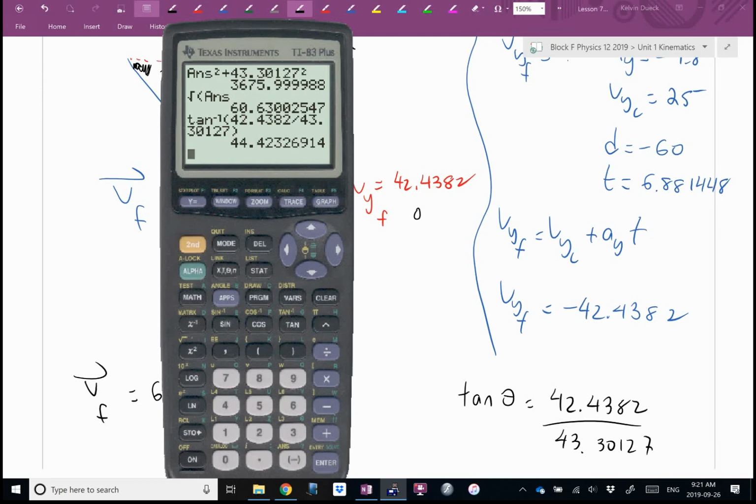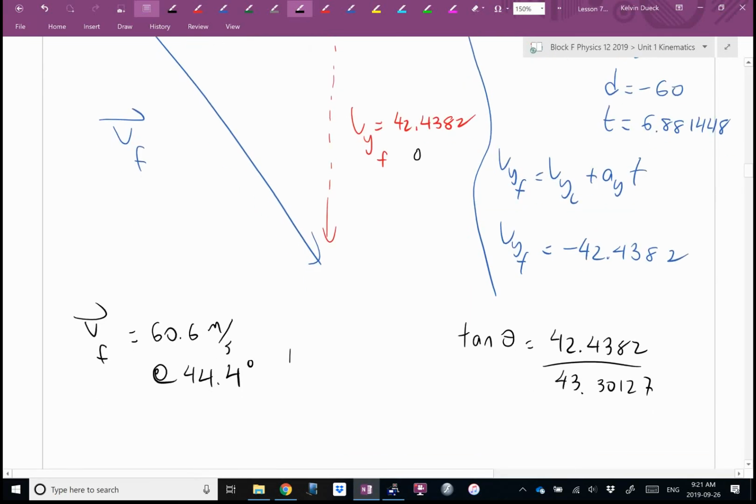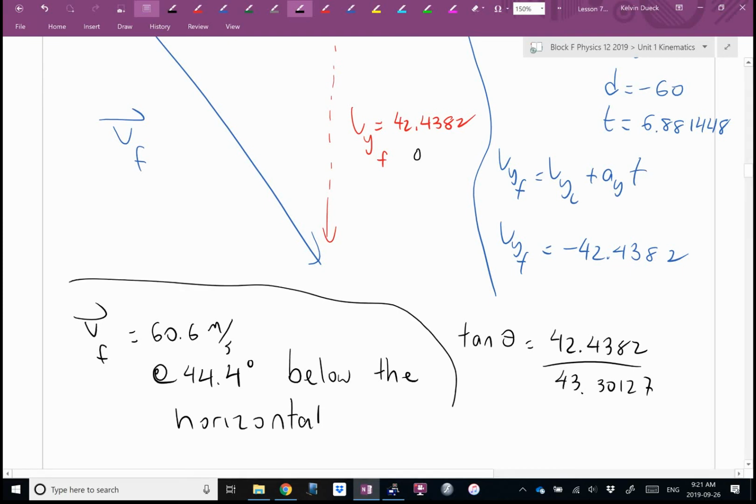Yeah, quick look. At 44.4 degrees north of south, east of west, what of what? Well, it's not north or south, because up is not north and down is not south. We would say this is below the horizontal. If it was on its way up, we would say it's above the horizontal. That's the physics speak for pointing downwards from a horizontal line, hitting the ground downwards at an angle.